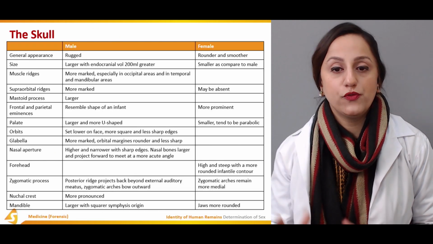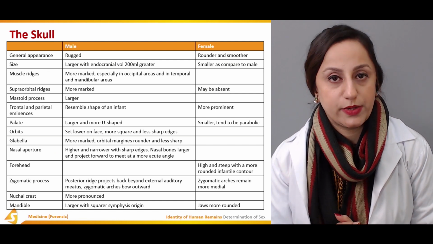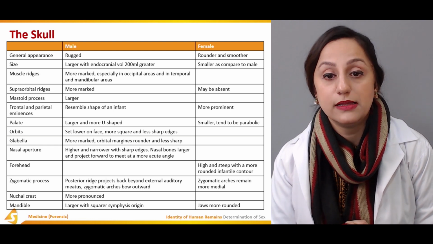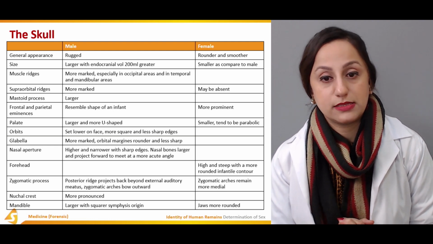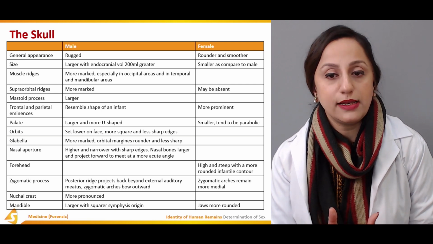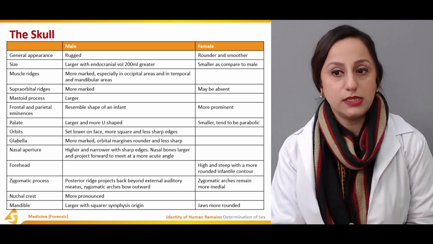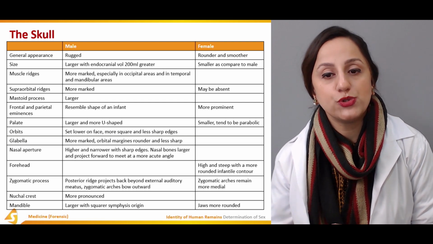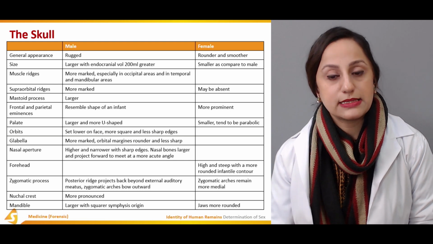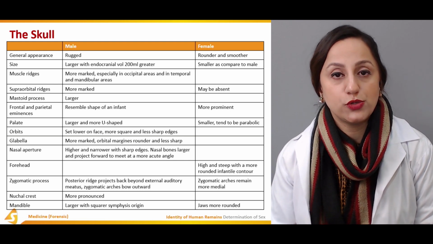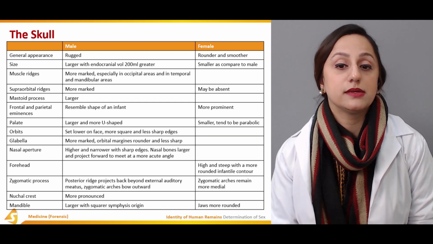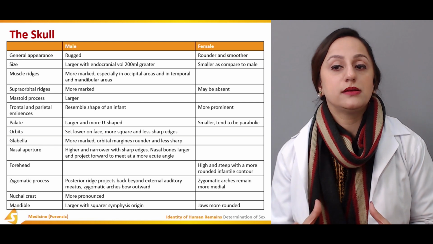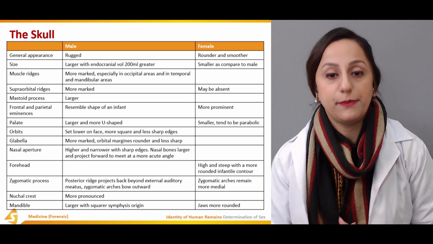Moving on to the skull, if we have the skull at hand and we have to distinguish whether it is a male skull or a female skull, how are we going to do it? Talking about the general appearance, in males it is more rugged, and on the other hand, females have a rounder and smoother skull. The size is larger in males, with an endocranial volume almost 200 ml greater, and females have a smaller endocranial volume as compared to males.